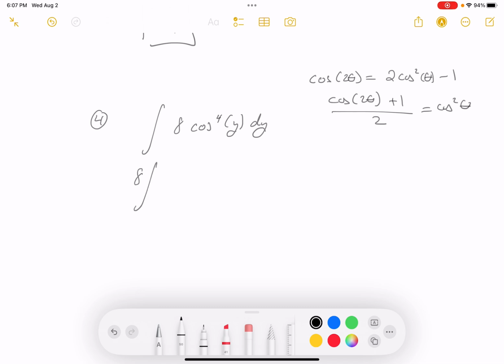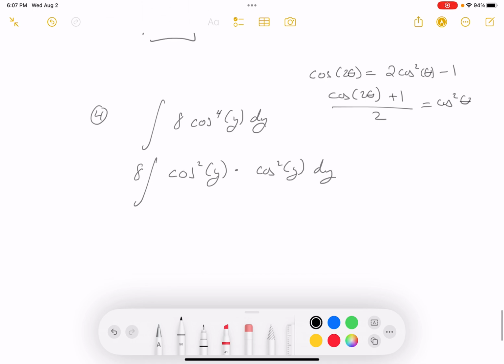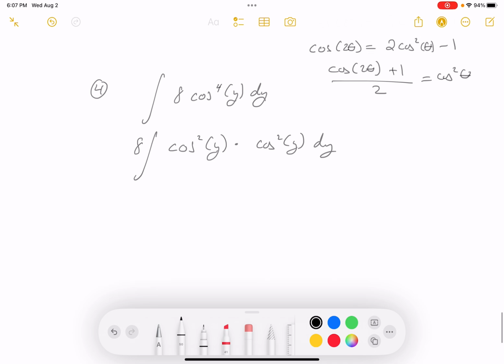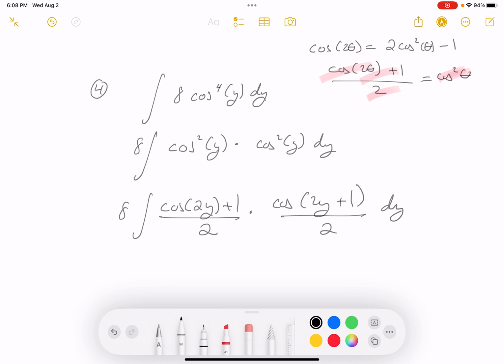This is going to be 8. Cosine to the 4th is actually cosine squared y times cosine squared y dy. All right? So I want to use this identity over here to write that down. And what do you get? You get 8 times cosine squared, which is cosine of 2y plus 1 over 2, times cosine of 2y plus 1 over 2 dy.